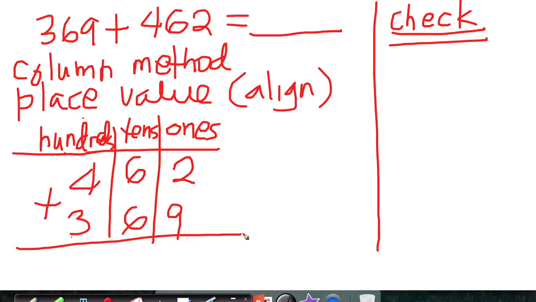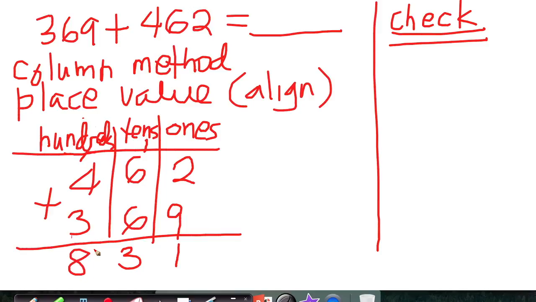So 2 plus 9 is equal to 11. Then you just have to regroup it, 1 in the tens place. So 6 plus 6 is 12, plus 1 equals 13. And then regroup again, so you put the 1 in the hundreds place. So that's 1 plus 4 plus 3 is equal to 8.